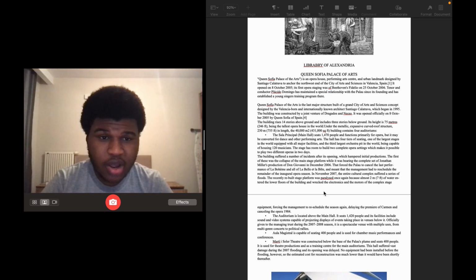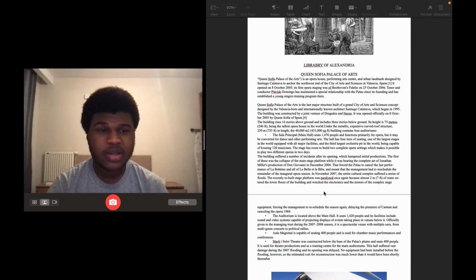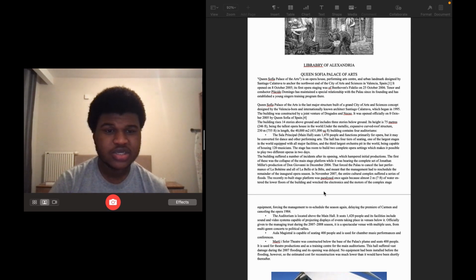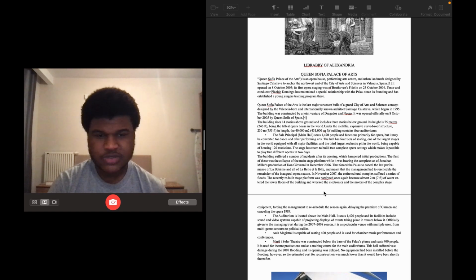Queen Sofia Palace of Arts is an opera house, performing arts center, and urban landmark designed by Santiago Calatrava to anchor the northwest end of the City of Arts and Sciences in Valencia, Spain. It opened on 8th of October 2005. Its first opera staging was of Beethoven's Fidelio on 25th October 2006.